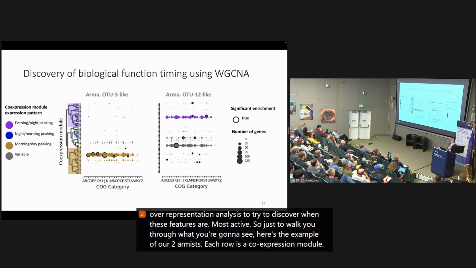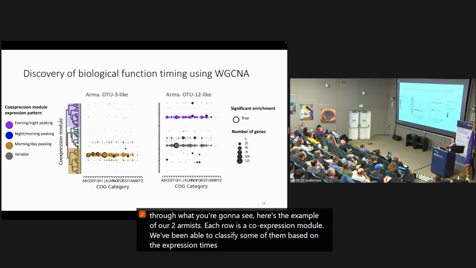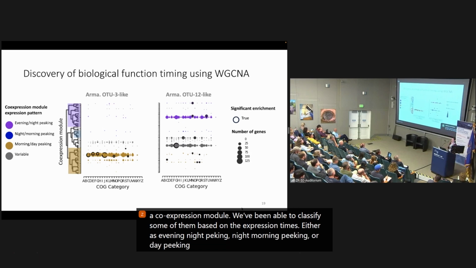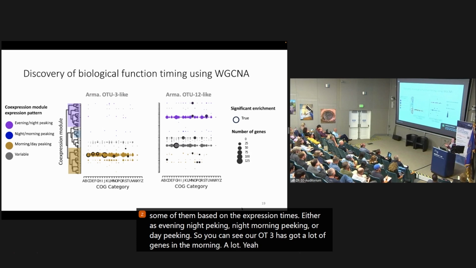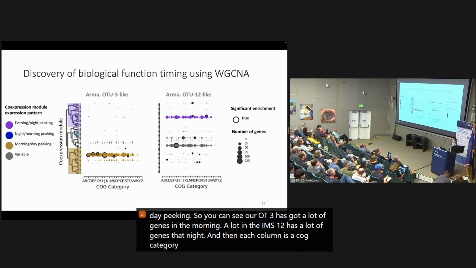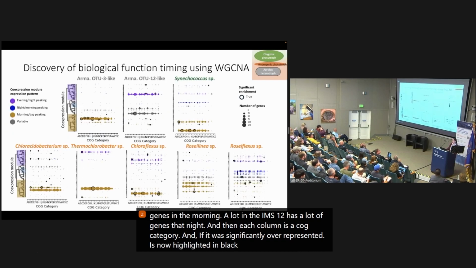We've been able to classify some of them based on the peak expression times, either as evening-night peaking, night-morning peaking, or day peaking. So you can see our OTU3's got a lot of genes in the morning, the ARMA 12 has a lot of genes at night. And then each column is a COG category. And if it was significantly overrepresented, it's now highlighted in black.